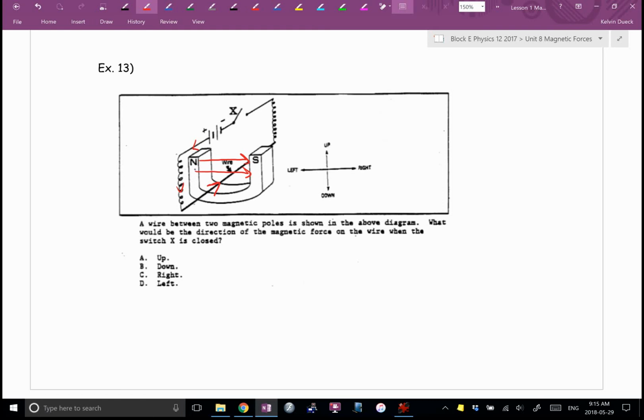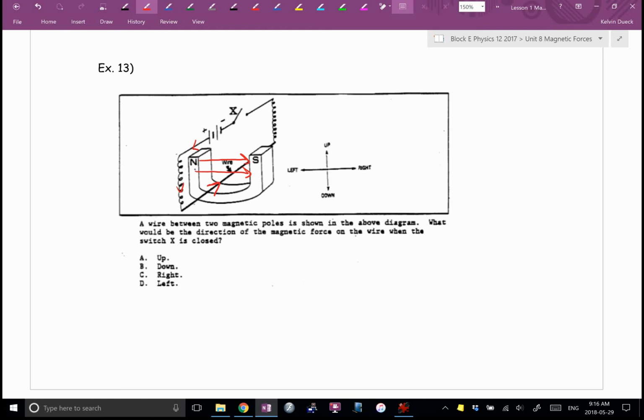Up, down, left, right. So, if you're stuck, I'll do mine up here. If you want to, hold your paper vertical to follow along with me. I would point my right thumb with the current. And I guess the magnetic field points from north to south. I think B. Yes? What's going to his left?